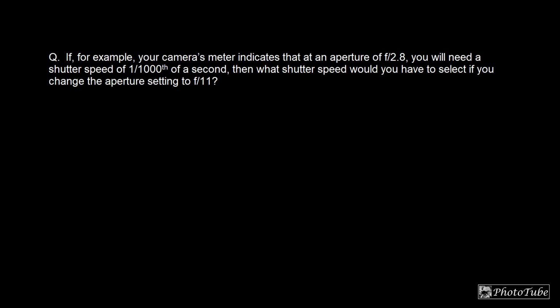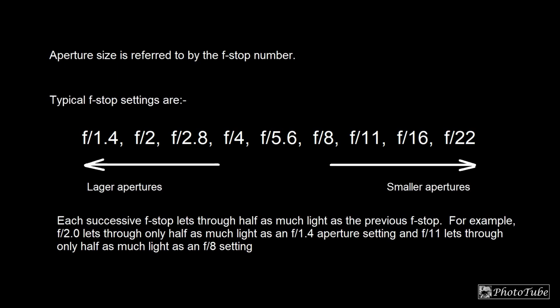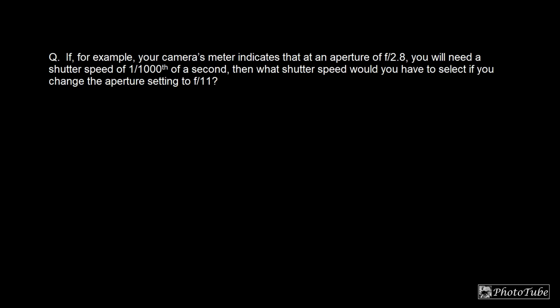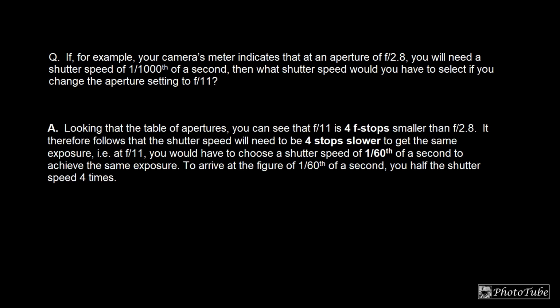affect the shutter speed? Well, you can see by looking at this table of f-stop numbers, f2.8 is 4 stops larger than f11. It therefore follows that your shutter speed will need to be 4 stops slower in order to get the same exposure. Therefore, you will need a shutter speed of 1/60th of a second instead of 1/1000th of a second. This figure is arrived at by halving the shutter speed, or doubling the shutter speed 4 times, because there's 4 stops of change.